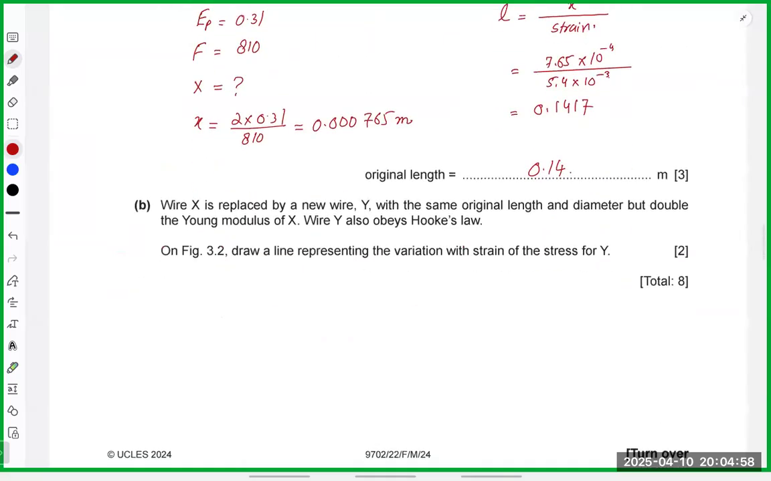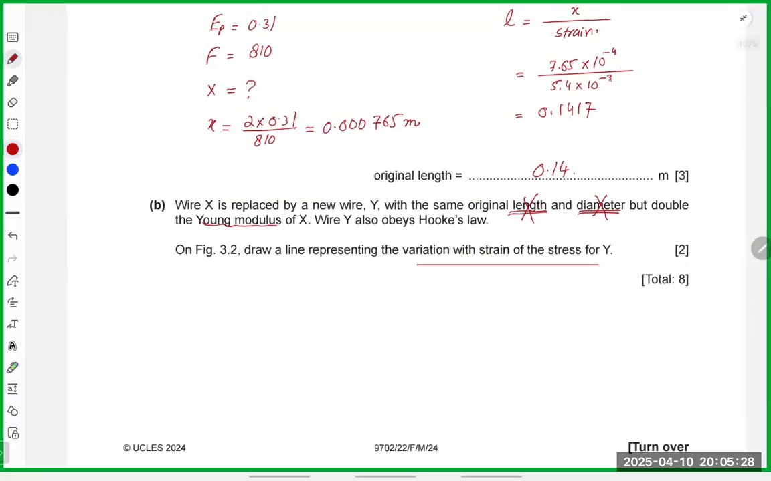Wire X is replaced by a new wire Y with the same original length and diameter. Okay, so he's just making these two things irrelevant, but double the Young modulus. Wire Y also obeys Hooke's law. On the figure, draw the line representing the variation of stress with strain for Y.